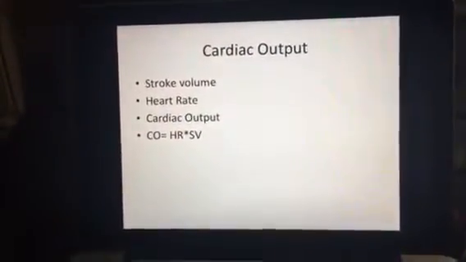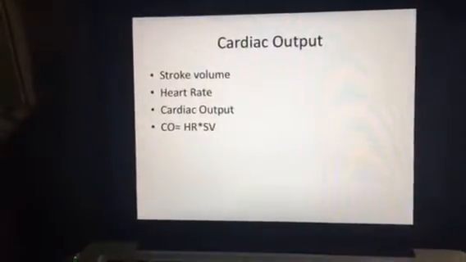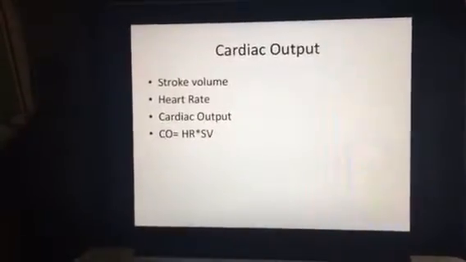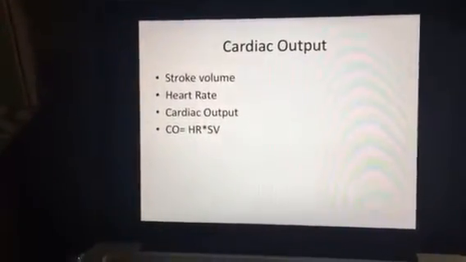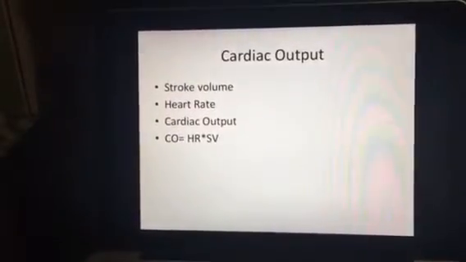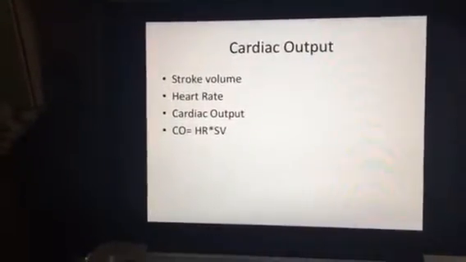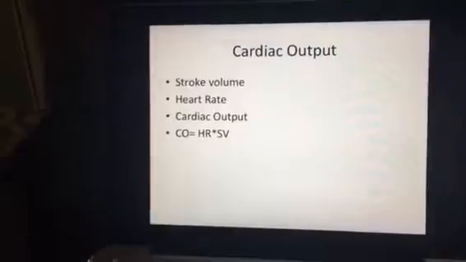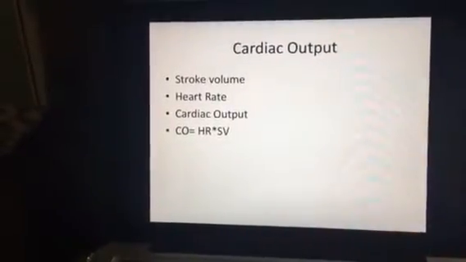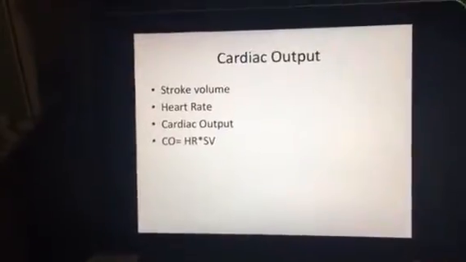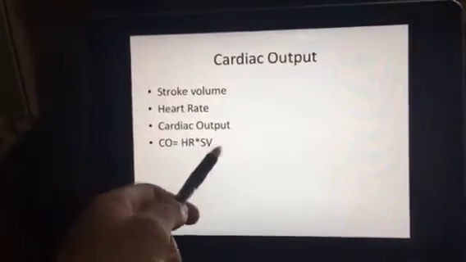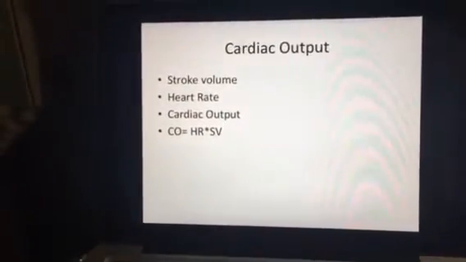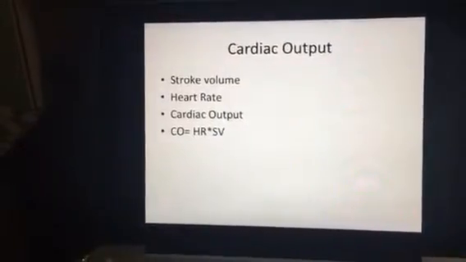Next, we're going to talk about cardiac output. The stroke volume is the amount of blood ejected out of each ventricle upon each cardiac contraction. Also, heart rate is calculating how many times your heart beats per minute. This is needed to figure out an individual's cardiac output. To determine cardiac output, you can use the simple equation: CO equals heart rate times stroke volume. A simple definition for cardiac output is the amount of blood ejected by the heart every minute.